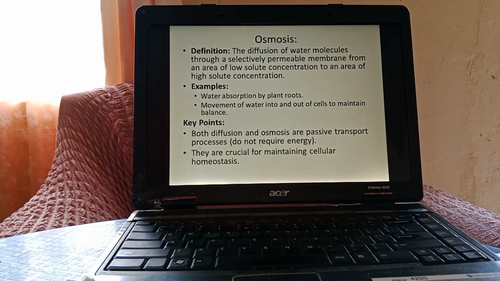Osmosis. Osmosis is the diffusion of water molecules through a selectively permeable membrane, from an area of low solute concentration to an area of high solute concentration, or in short, from an area of dilute solution to an area of concentrated solution. Examples: we have water absorption by plant roots.